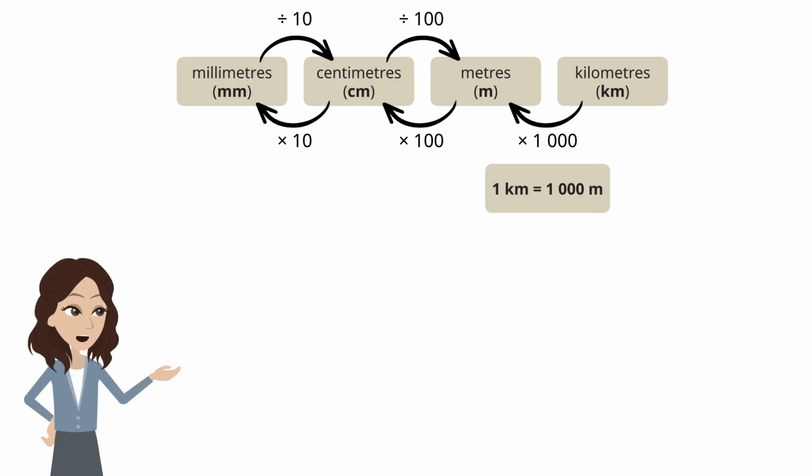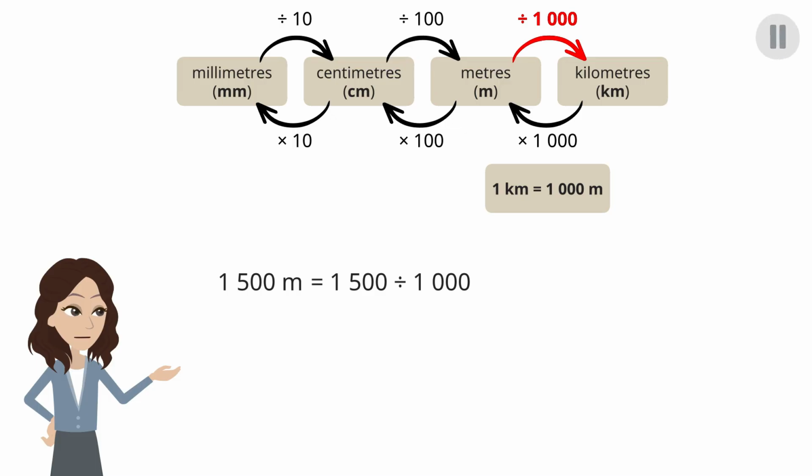Lastly, let's convert from meters to kilometers. What is 1,500 meters in kilometers? To convert from meters to kilometers, we divide by 1,000. How can we divide 1,500 by 1,000? Pause and discuss with your friends. To divide 1,500 by 1,000, we can move the decimal comma 3 place values to the left. So, 1,500 meters equals 1.5 kilometers. Did you get it right?